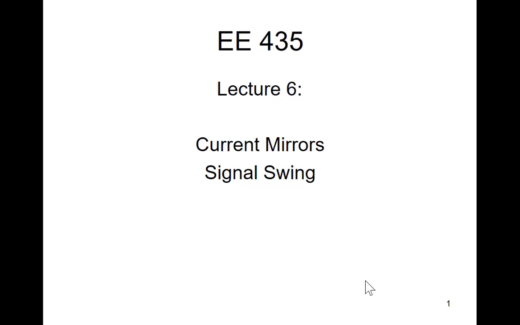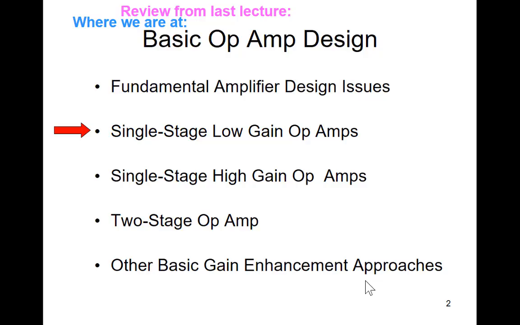Today I'd like to talk about current mirrors and talk about signal swing. Current mirrors for the purpose of trying to use them to improve the characteristic of an operational amplifier. And signal swing because when we design amplifiers, we need to manage signal swings as well. So here's where we're at. We're still talking about single stage, low gain op amps. So these are some more tools we want to use to build these structures.